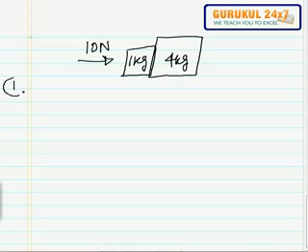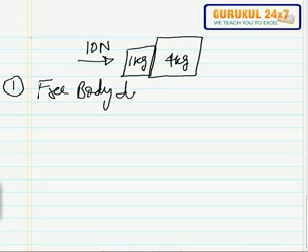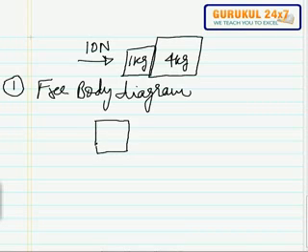The first thing that should occur to us is we should draw all the forces on each of these masses separately. This is also known as the free body diagram. In a free body diagram, you just show the forces which are acting on one object. Only on one object. We don't talk about the other object. So let's draw the free body diagram of the 1 kilogram mass.